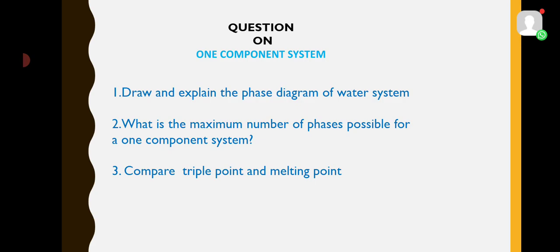Important questions on one component system. First question, draw and explain the phase diagram of the water system. Second question, what is the maximum number of phases possible for a one component system? Third question, compare triple point and melting point.